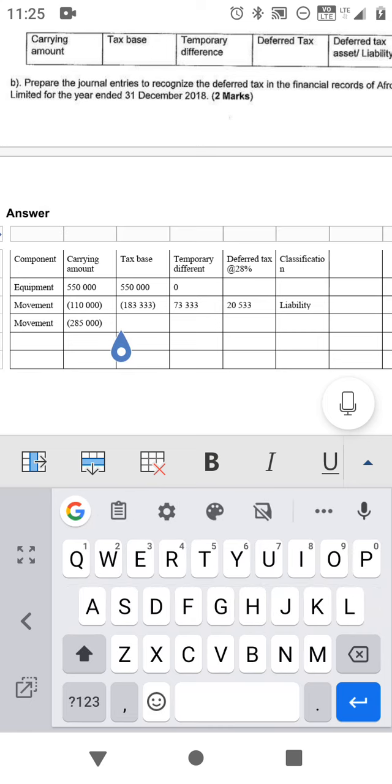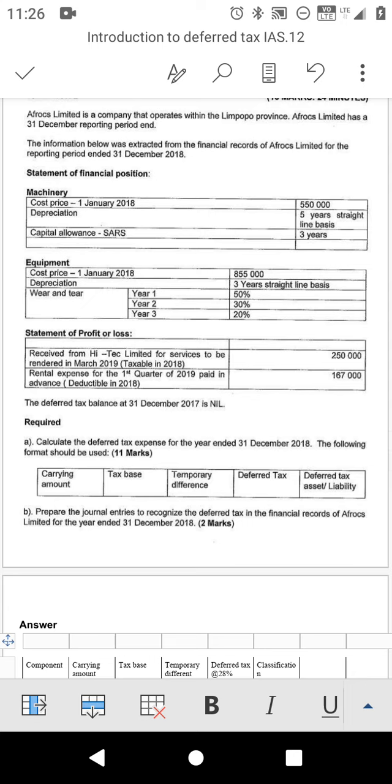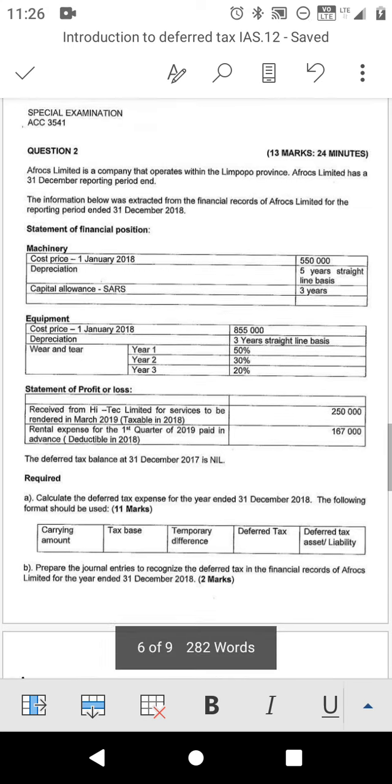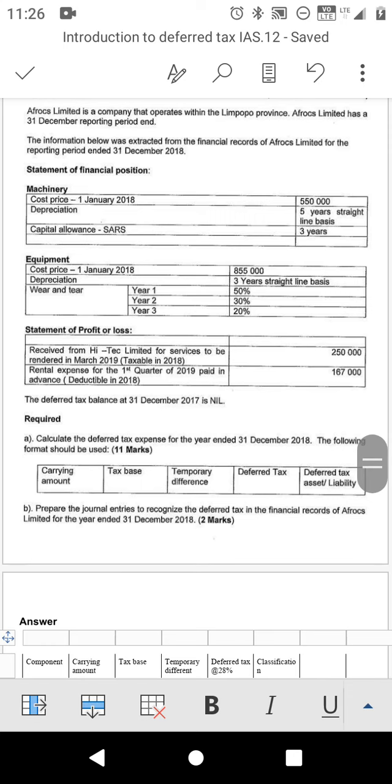Okay, then tax base. Let's go and read the tax base. Year 1, remember they said this equipment was bought on 1 January, which simply means this is the first year of this equipment. You must check when they purchased this machine, because in other transactions they will tell you that this machine was purchased in 2016 and now we are doing 2018. That simply means you are going to use 20%, because it will be year 3 for this machine. So in this case it's year 1.